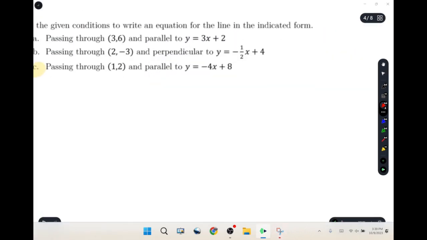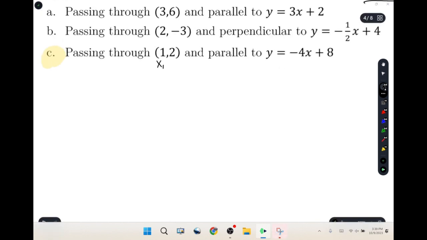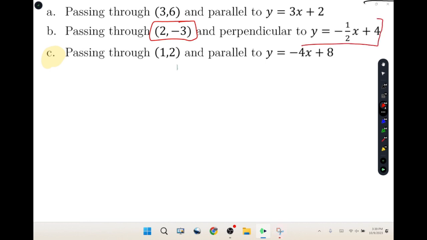Using the given conditions, write an equation of indicated form. Oh, they didn't give us an indicated form. So we should do both point slope and slope intercept, because it says indicated form. And I'm guessing where I pulled this from, it also gave you two forms. So we'll do both. So passing through this, I'm going to call this x1, y1. And parallel to that. Oh, wait, no. I want to do B. Sorry. Passing through this and perpendicular to that.